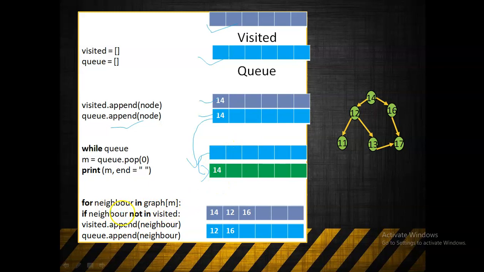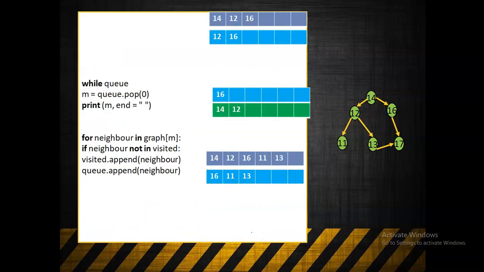Then the for loop finds the neighbors of 14. The neighbors of 14 are 12 and 16. Both will be entered in the visited array as well as Q. Again the while loop continues.